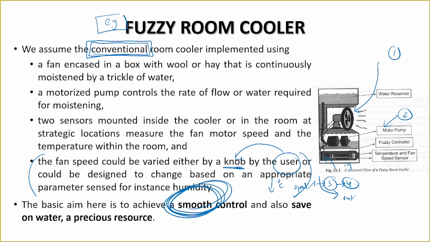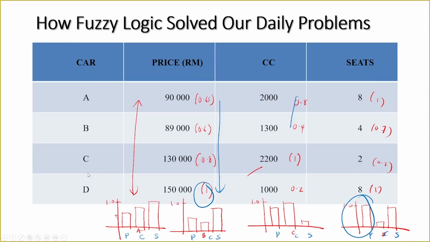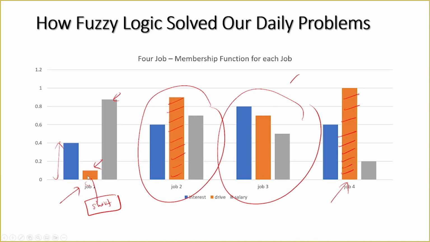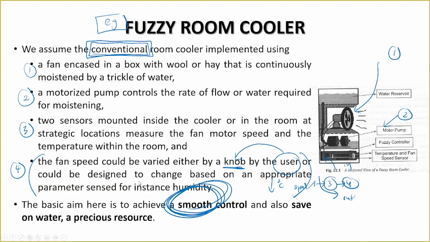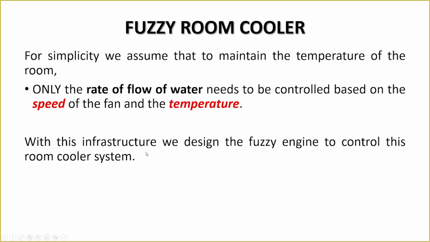Smooth control depends on 1, 2, 3, and 4 elements. Remember that we had discussed job 1, 2, and 3: interest, drive, and salary, wasn't it? Here we have several elements that should be considered by the controlling system designer. Further, for simplicity, we assume we want to maintain the temperature of the room. The keyword here is maintain the temperature of the room. Only the rate of flow of water needs to be controlled based on the speed and temperature.